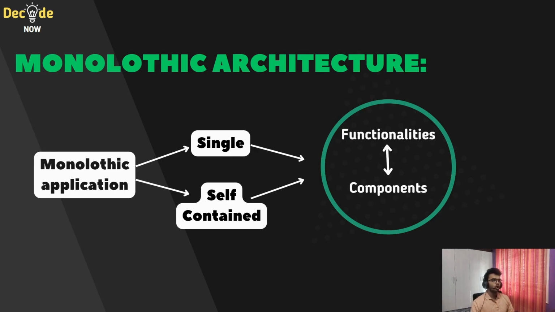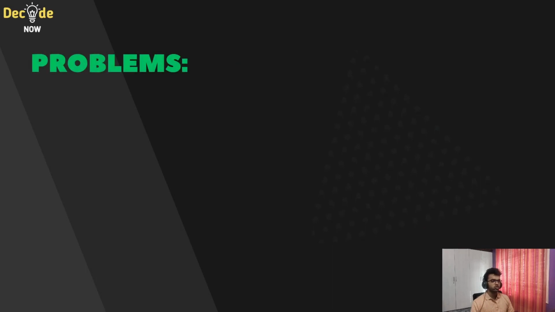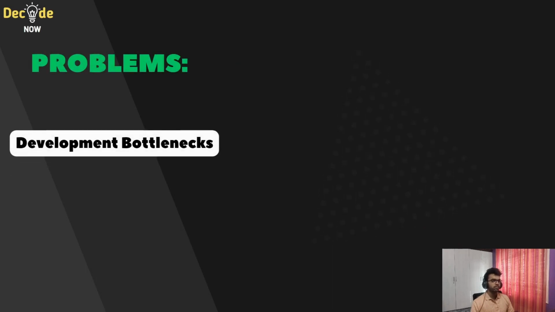So there were few problems the developers faced by using this monolithic architecture. Let's just have a look at them. So the first problem is development bottlenecks. So multiple development teams working on the same code base can create bottlenecks and slow down the development process.